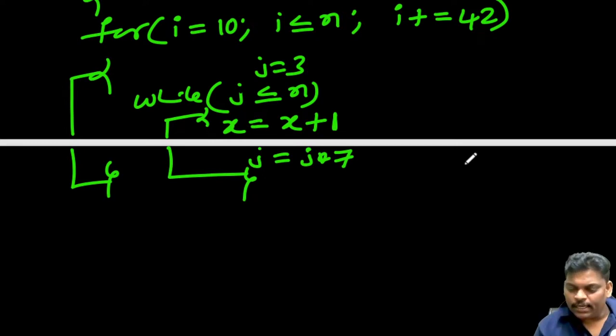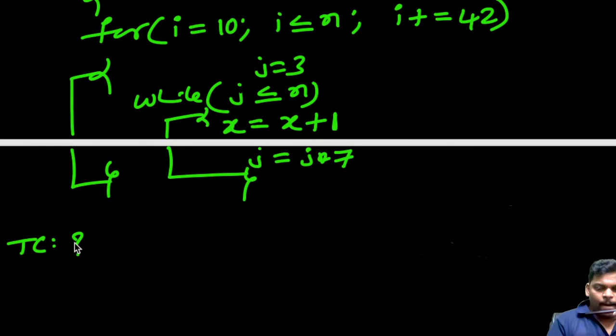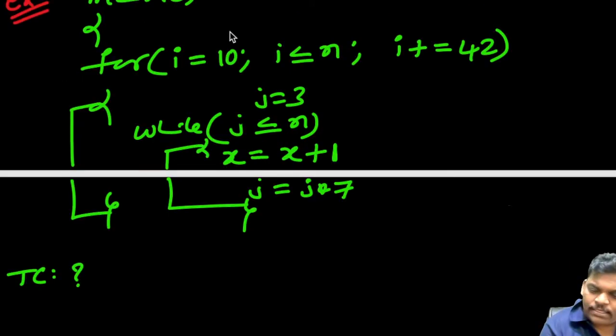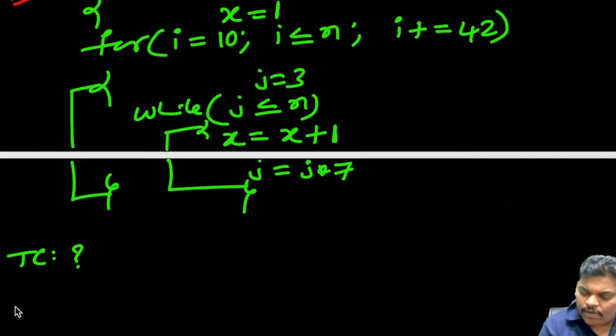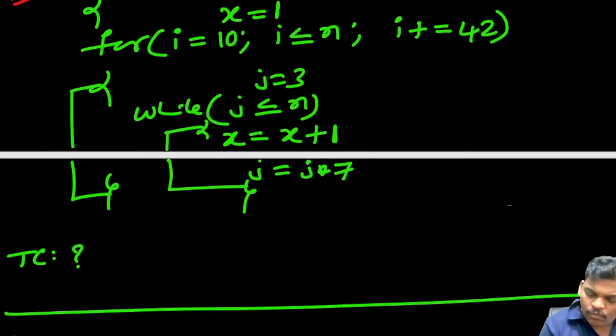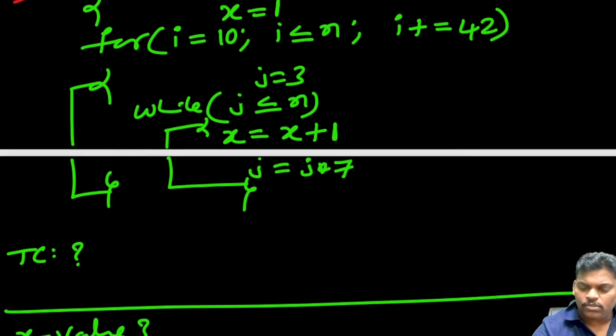What is the time complexity? And one more thing, what is the x value also? X value initially 1. I want the time complexity. I want the x value also.